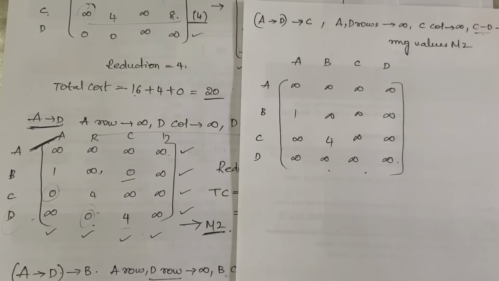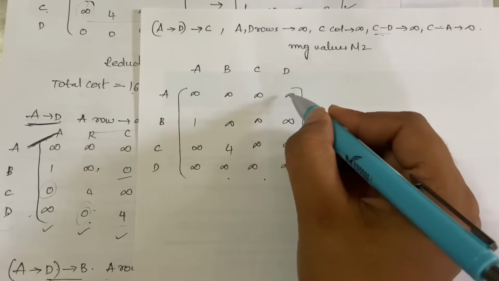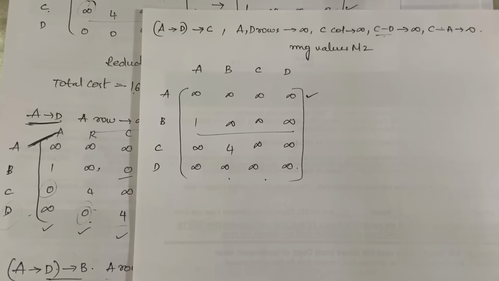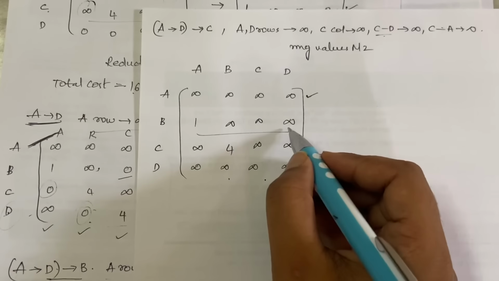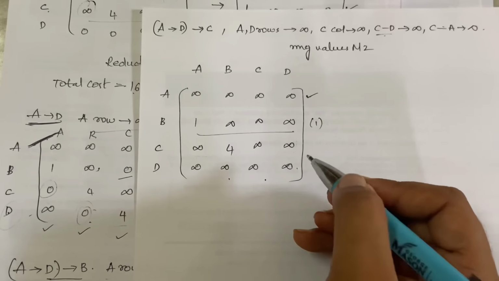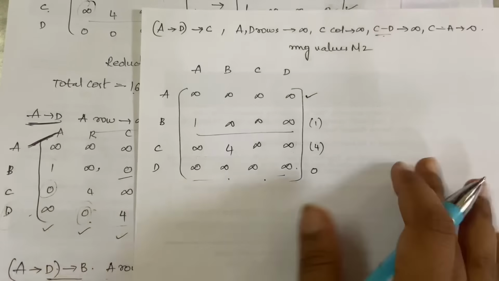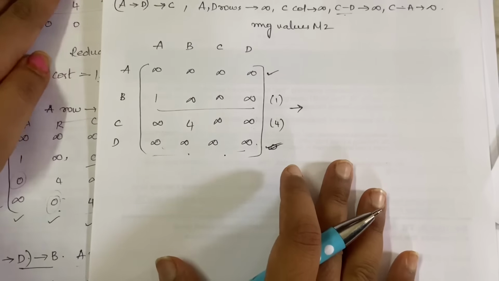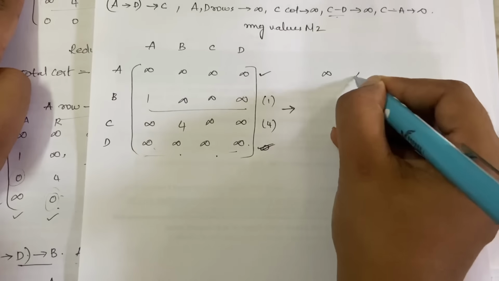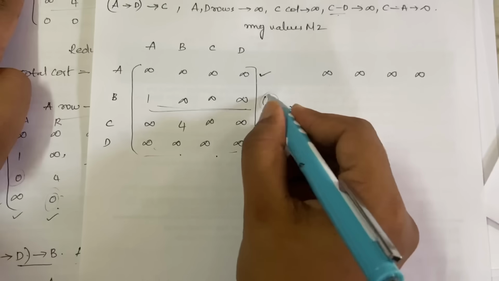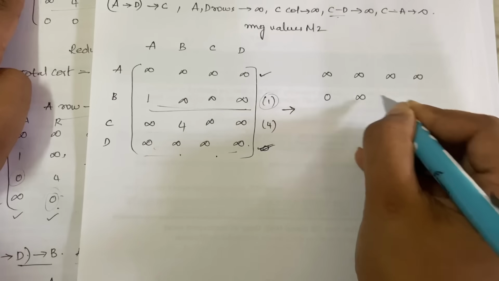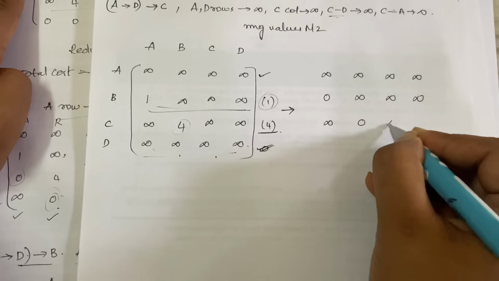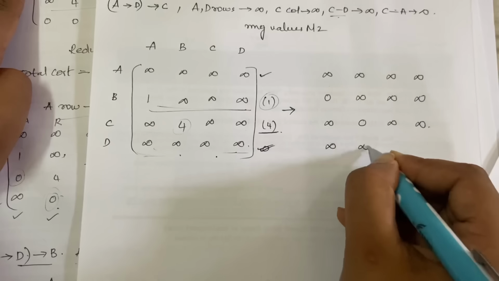Now let us see if we have to do any reductions or not. This row is perfect, all infinities. Here we don't have all infinities and we don't have at least one zero either, so you have to reduce it. What is the minimum value in this row? It's 1. In this row, what is the minimum value? 4. And this row is perfect, all infinities. So let's reduce it first and then check the columns. From this row, if you subtract 1, 1 minus 1 is 0 and the remaining will be all infinities. Here if you subtract 4, you get 0, so infinity, 0, infinity, infinity, and here again all infinities.